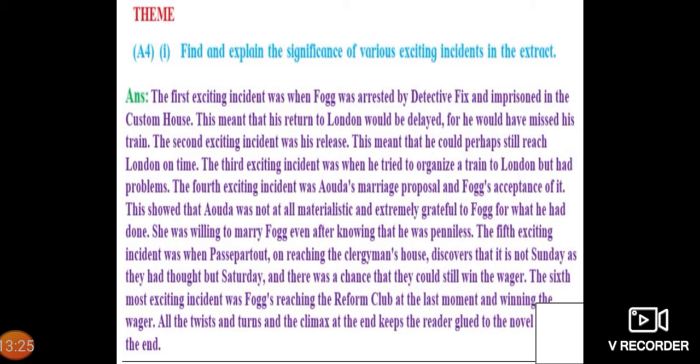The fifth exciting incident was when Passepartout, on reaching the clergyman's house, discovers that it is not Sunday as they had thought but Saturday, and there was a chance that they could still win the wager. The sixth most exciting incident was Fogg reaching the Reform Club at the last moment and winning the wager. All the twists and turns and the climax at the end keep the reader glued to the novel till the end.